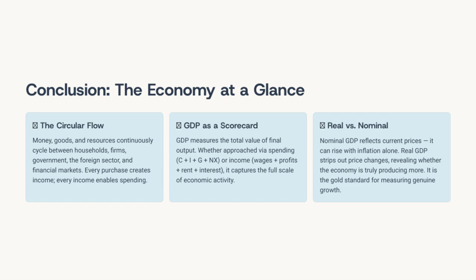Next, think of GDP as a scorecard for the economy. Money, goods, and resources are constantly flowing between households, firms, government, foreign sectors, and financial markets. Every time someone makes a purchase, it creates income for someone else. And every income earned then fuels further spending, keeping this cycle moving. Finally, this is all part of the circular flow of the economy. It's a continuous loop where resources and money circulate, maintaining economic activity. So, in summary, understanding these concepts helps us grasp the overall health and functioning of the economy at a glance.